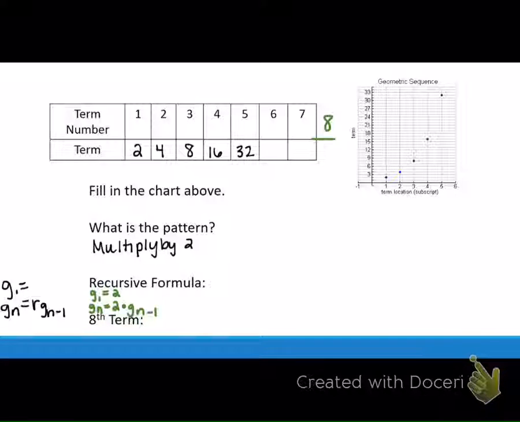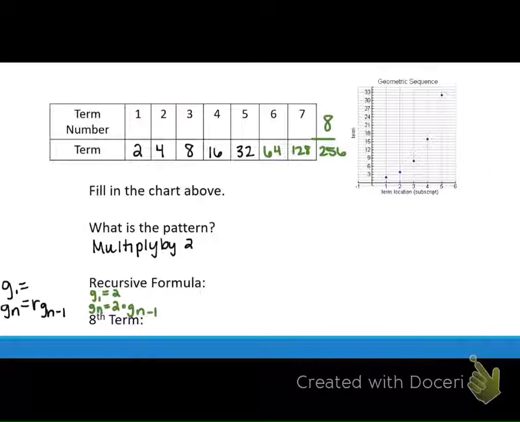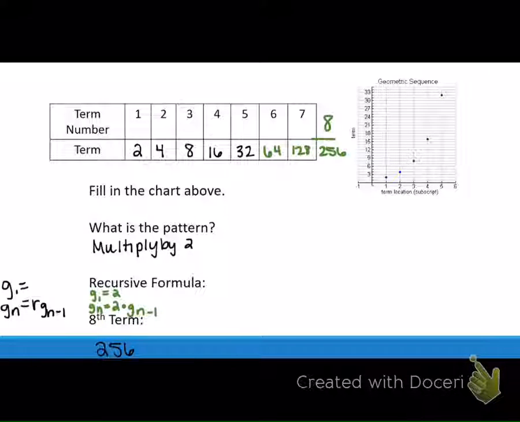You can't substitute in yet. This is recursive. Recursive, you have to use the previous term. So what would you have to do with 32? I multiplied by 2. Which is? 64. 7 would be? 128. And then 8 would be? 256. Okay. What questions do you guys have there?